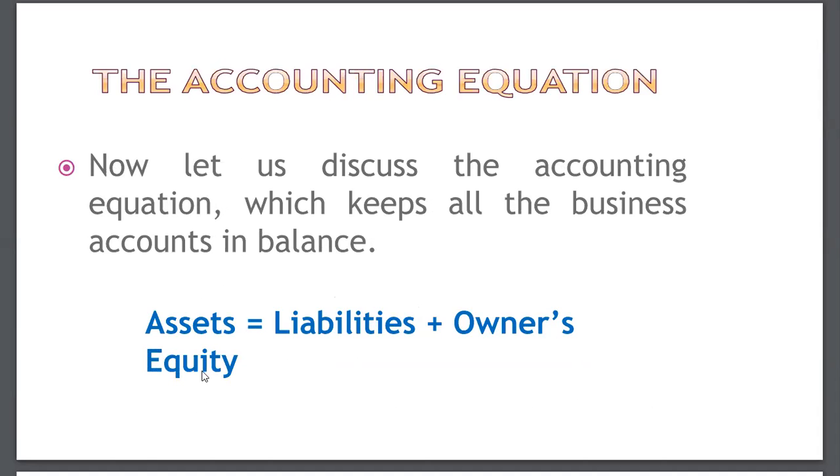Can anybody tell me why this is so? Why is it that your assets are equal to your liabilities plus your owner's equity? Because the asset is an asset, but it can also become a liability, so to speak. It can be in debt, but you would be the owner of it.